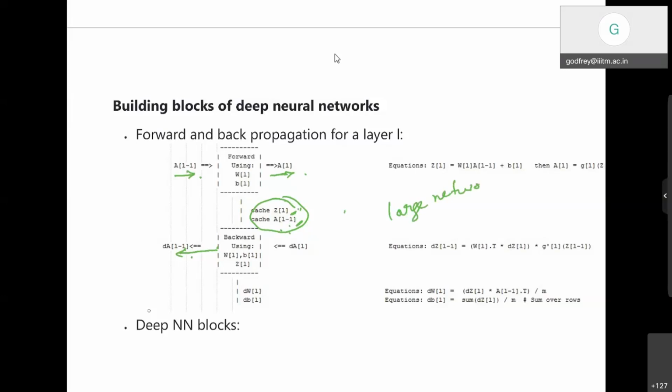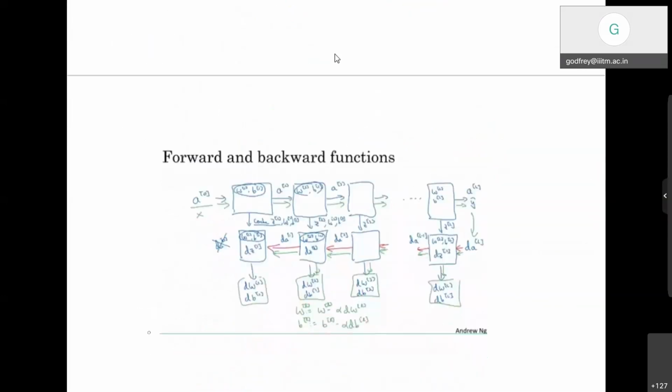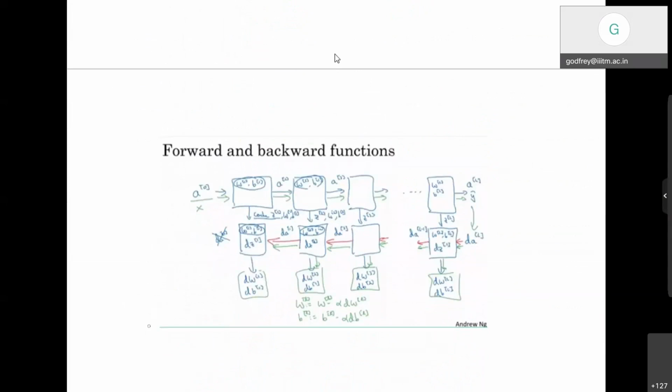In a large network, you do a forward propagation, and as you do it, you store these values in some variables. Otherwise, you may need to compute these once more. So you keep these values in order to use them later. The steps are going to be simple because we already know what they are.